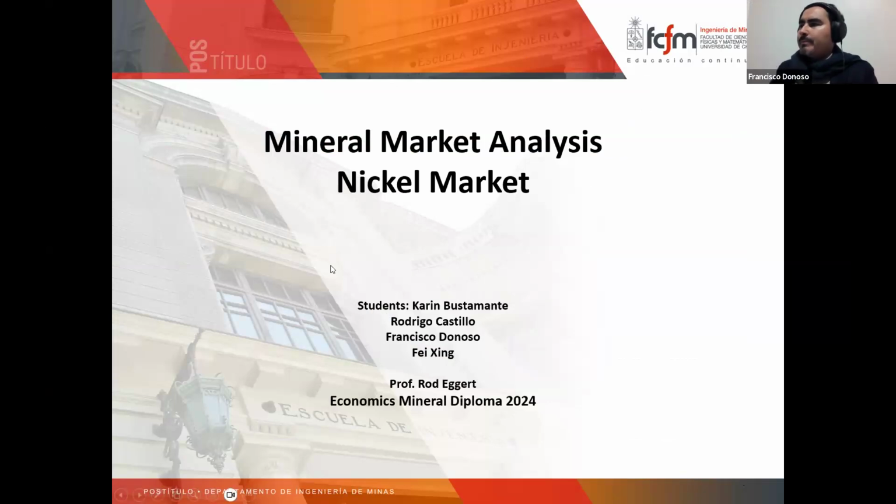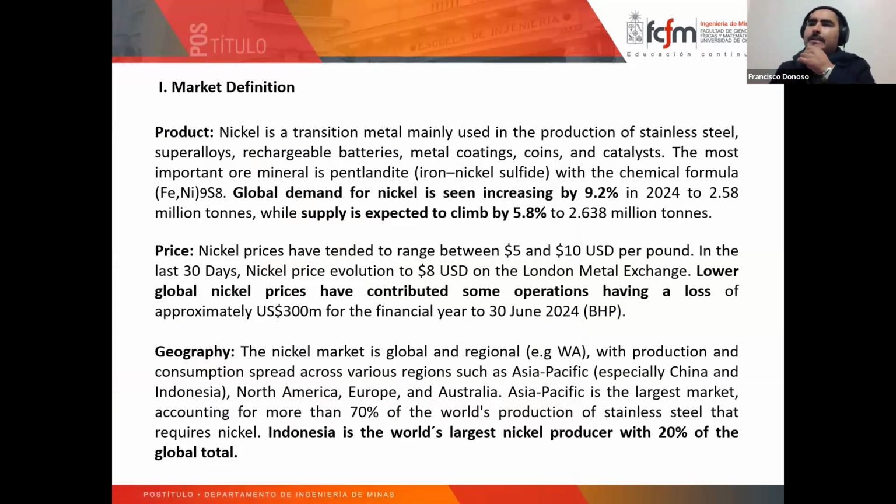This is group number 3, talking about the mineral market nickel. And we are Karin, Rodrigo, Francisco, and Fei-Ching. On market definition, nickel is a transition metal used mainly in stainless steel, superalloys, batteries, coins, and catalysts. And the most important mineral is pentlandite, an iron nickel sulfide.